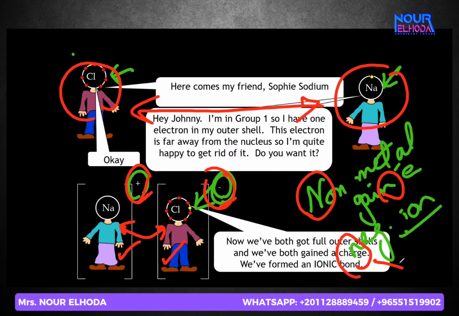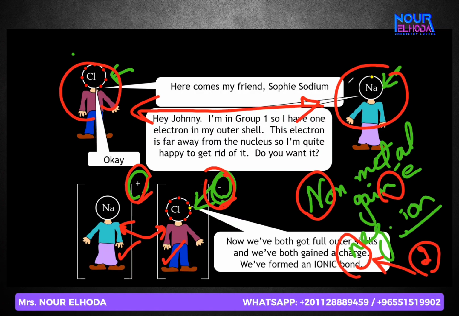This question is always in the exam and it will be a 2 mark question. What's meant by ionic bond? 80% of the students say it is the bond that happens between metal and non-metal. I don't know from where did they get this definition. First of all, once I ask you bond, you have to say it is the attraction force.